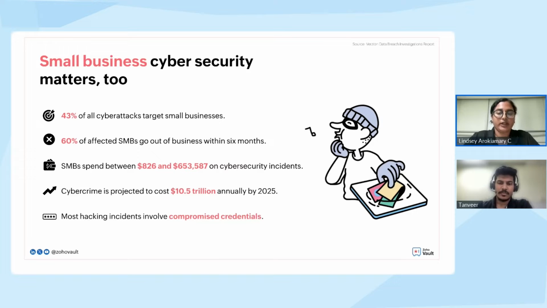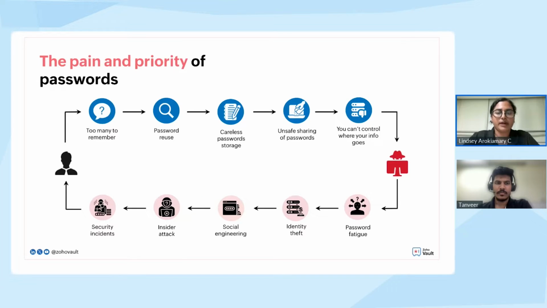By 2025, cybercrime is projected to cost around $10.5 trillion annually. And many of these incidents involve compromised credentials. Using the same passwords across websites, storing them on sticky notes, spreadsheets, or browsers, and uncontrolled password sharing will increase the risk of unauthorized access. We all know that passwords are the first line of defense, even before multi-factor authentication and single sign-on. So if your password is weak or reused, even these additional security measures can be compromised.